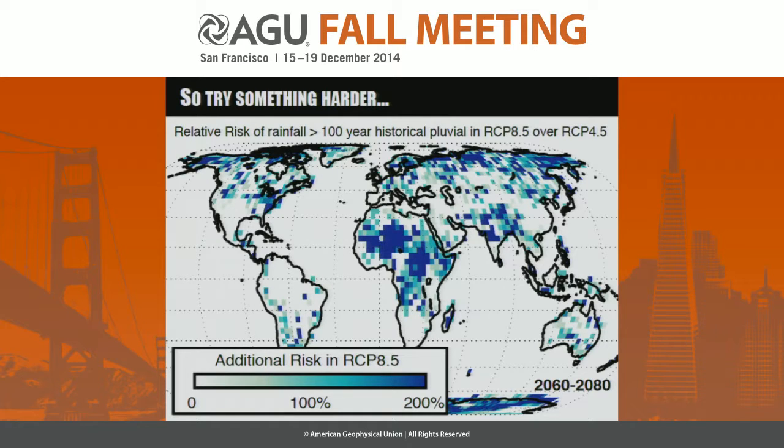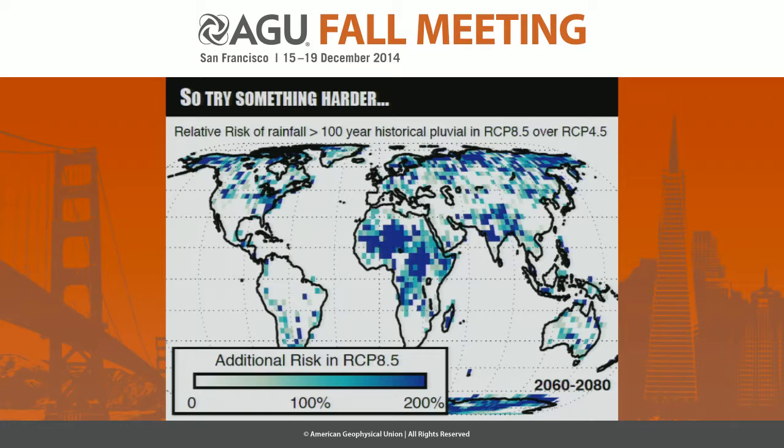So let's consider a sample question for which this might be interesting. So let's take a 1 in 100 year pluvial rain event. So this is when the annual precipitation is greater than 99% of the years which you would experience in a control simulation. And then let's look at the risk of that happening both in RCP 8.5 and in RCP 4.5.